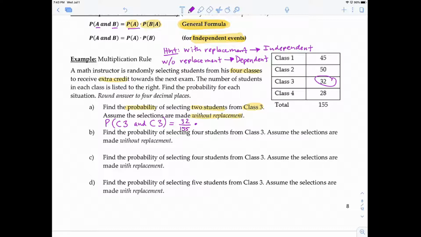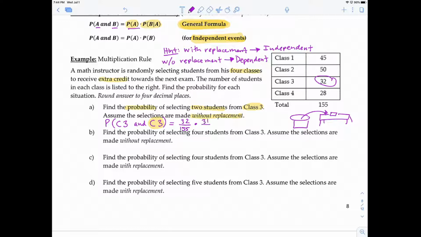Times. So again, we make a selection, we select the first student, and we don't replace it. We put the name on the side. So imagine we have a hat full of names. We make a selection, right? And then we place it on, let's say, a table or something. And then we make the second selection. So what's the probability that the second student is from class 3, given that the first student is from class 3?